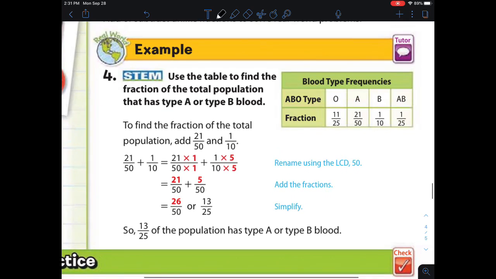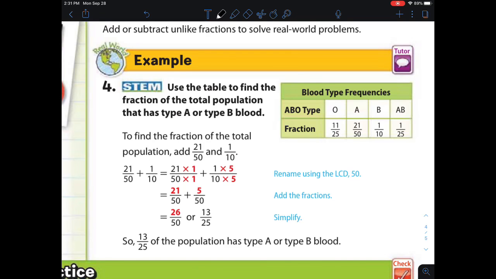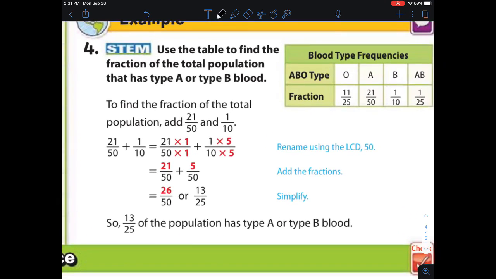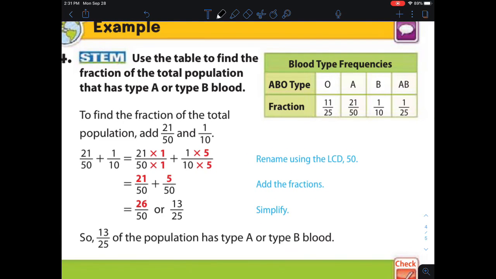The final example is, of course, a word problem. We always end up with a word problem in every lesson that we're going to have in this book. So add and subtract unlike fractions to solve real-world problems. Example number 4. Use the table to find the fraction of the total population that has type A or type B blood. So basically, we're taking a look at type A and type B. So those two. It says here, use the table to find the fraction of the total population. Total means addition. So we're basically getting type A, which is 21/50, and we're adding 1/10, which is type B blood.